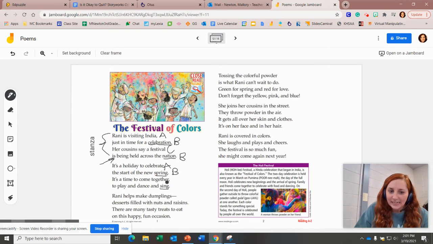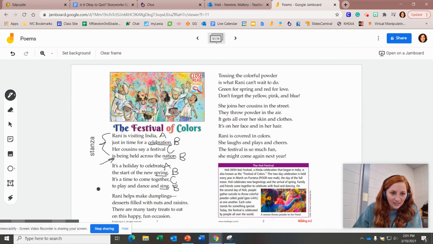A time to come together. Together doesn't rhyme with A or B, so we're going to label it C. To play and dance and sing. Hold up. Sing rhymes with spring, so we're going to go ahead and label it the letter that it goes with. So we're going to label it B. So again, our rhyme scheme is A, B, C, B.